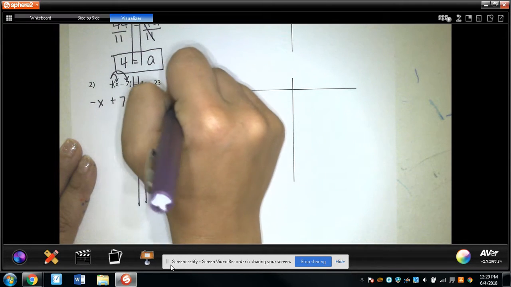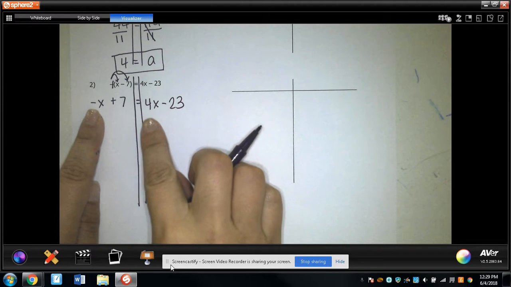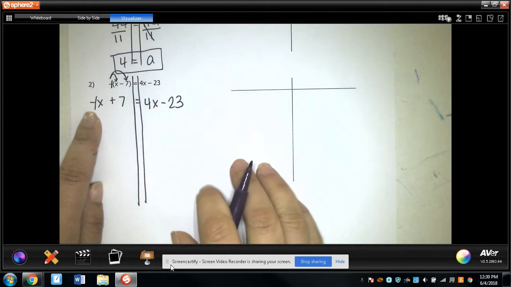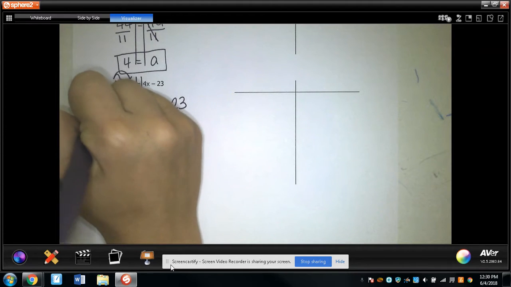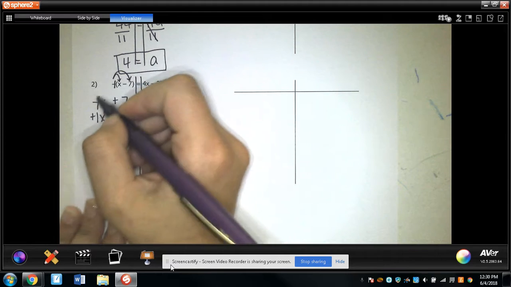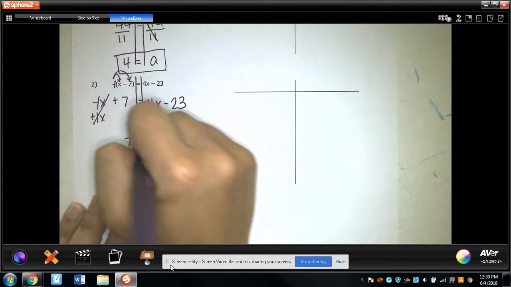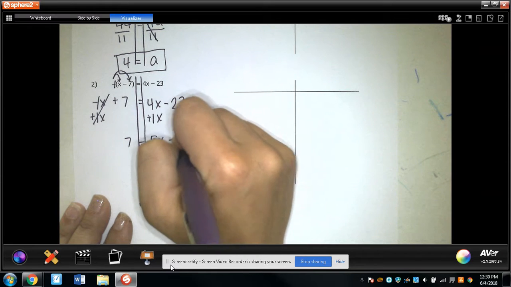4x minus 23. So I see that I have a negative x on the left-hand side and a positive 4x on the right-hand side. I want to move the one with the lower coefficient. In this case, the coefficient is negative 1. So I'm going to add 1x to both sides. Negative 1x and 1x I can cross off because they add up to 0. And I'm left with 7 equals 5x minus 23.